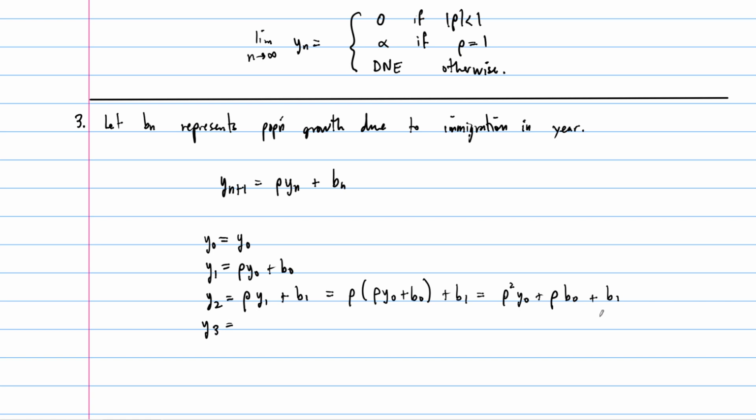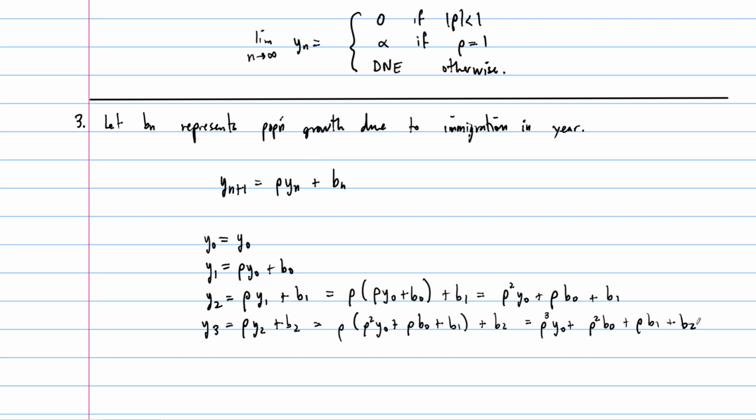And then we can do one more before we try to notice the pattern here, because there is going to be a pattern. So y3 is going to be rho y2 plus b2. It's going to be rho times the previous, rho squared y0 plus rho b0 plus b1, plus b2. And then we work this all out. So rho cubed y0 plus rho squared b0 plus rho b1 plus b2.